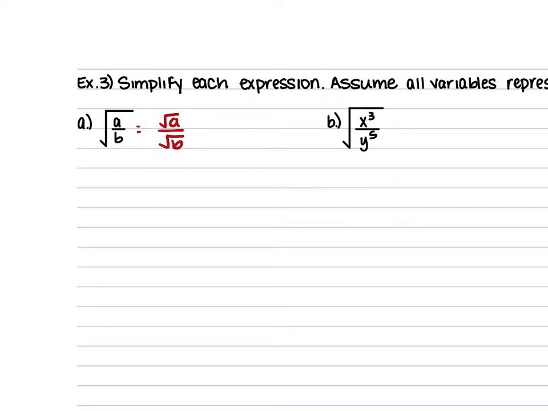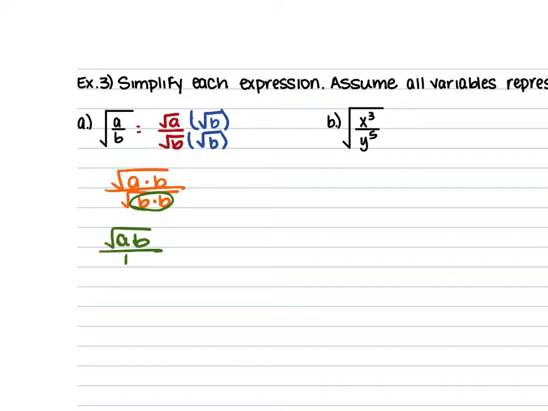Rationalize your denominator. You have the square root, so the index is 2. You need to multiply the square root of b a total of 2 times by itself. So we're going to multiply the square root of b by the square root of b, as well as the square root of a by the square root of b. We multiply these, we have the square root of a times b all over the square root of b times b. In the denominator, your two b's pair up. So this is going to give us the square root of ab all over b.